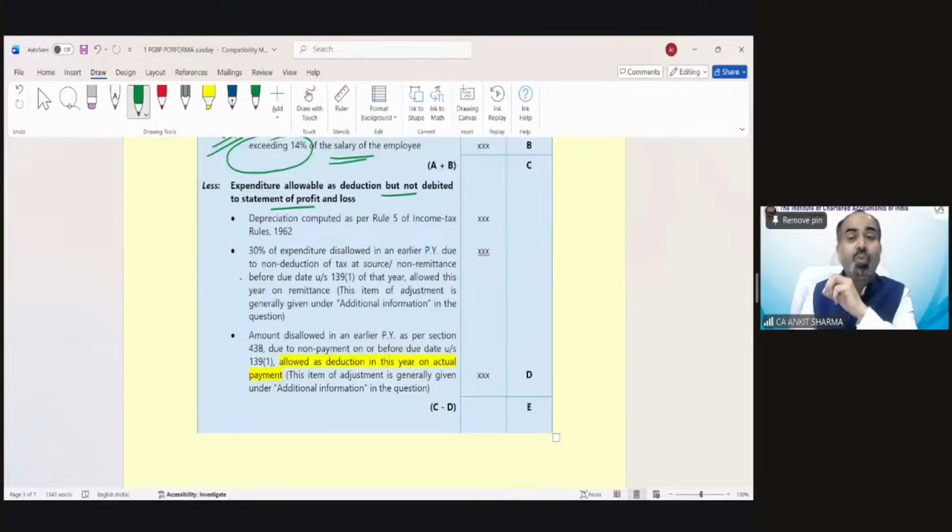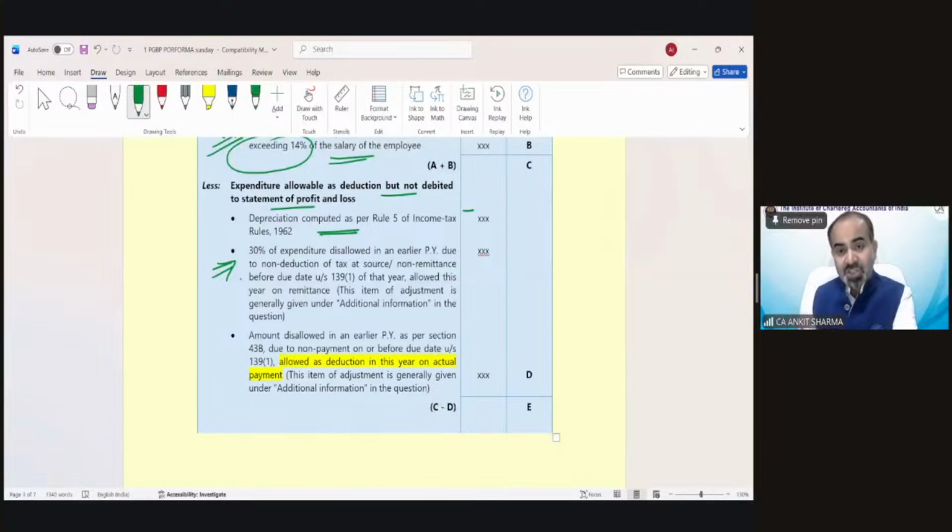So these need to be reduced. First one is depreciation as per income tax provision. In the second point, there was a concept which says 30% needs to be disallowed in case of TDS. We have just gone through that point above, that if TDS has not been paid up to the due date of ROI, then only 70% is allowed, and 30% is going to be disallowed.